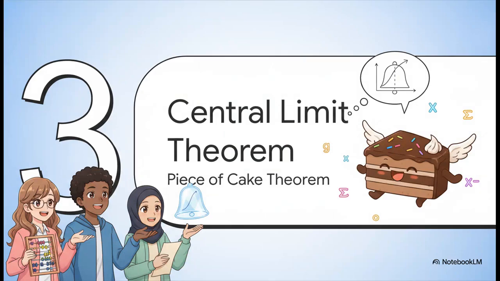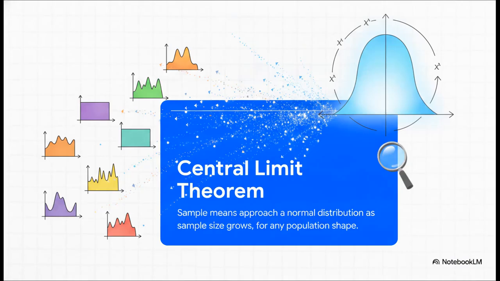Which brings us to section 3, the central limit theorem itself. Some folks in academia affectionately call this the piece of cake theorem. You are about to see exactly why it gets that nickname. The central limit theorem basically states that as your sample size grows, the distribution of your sample means gets closer and closer to a normal distribution.